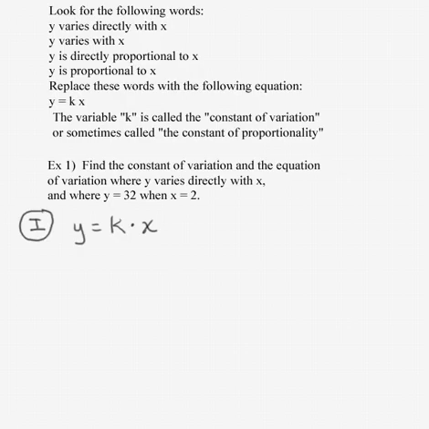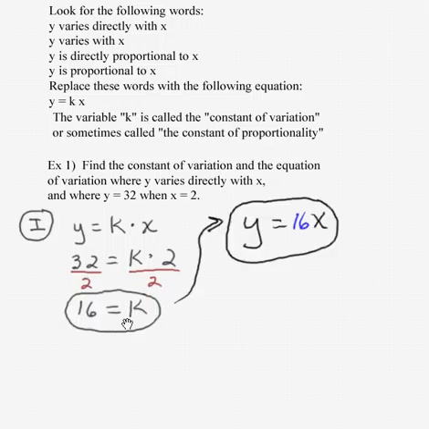And let's fill in the rest of the information here. We know that y is 32 when x is 2. So replace y with 32 and replace x with 2. And in this case, they want us to find k, the constant, so we'll divide both sides by 2, and we find out that k is 16, and then find the equation they're also looking for, of variation. So we replace k with 16 and say y equals 16x.